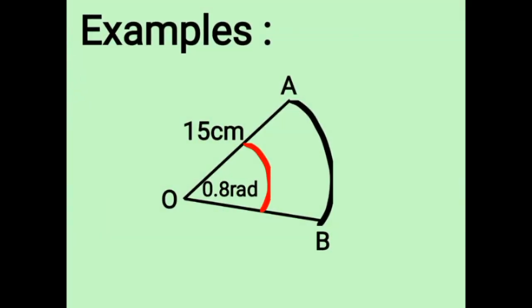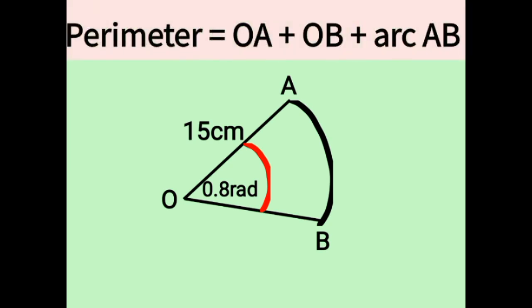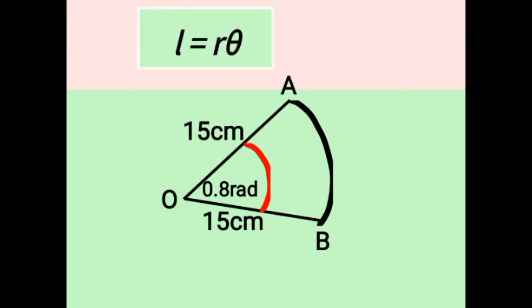Calculate the perimeter of the sector AOB. So the diagram here shows the sector AOB of a circle with radius 15 centimeters and an angle of 0.8 radians subtended by the arc AB at the center of the circle. Now the perimeter of this sector is OA plus OB plus arc AB. Since we know the radius is 15 centimeters, the length of OA is 15 centimeters and OB is also 15 centimeters. Now to calculate the length of the arc AB, we can use the formula L equals r theta.